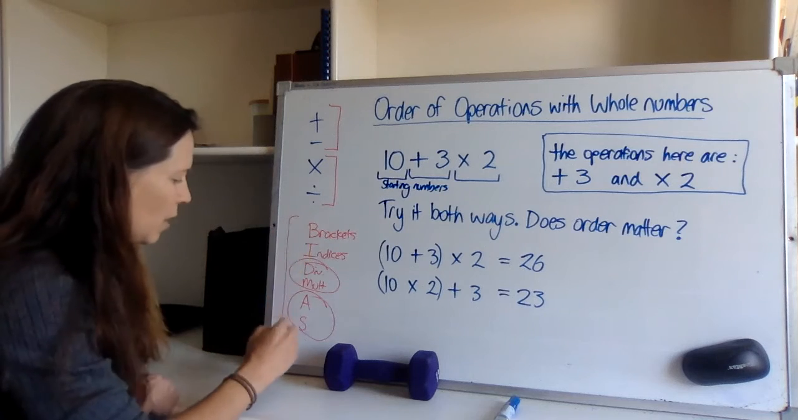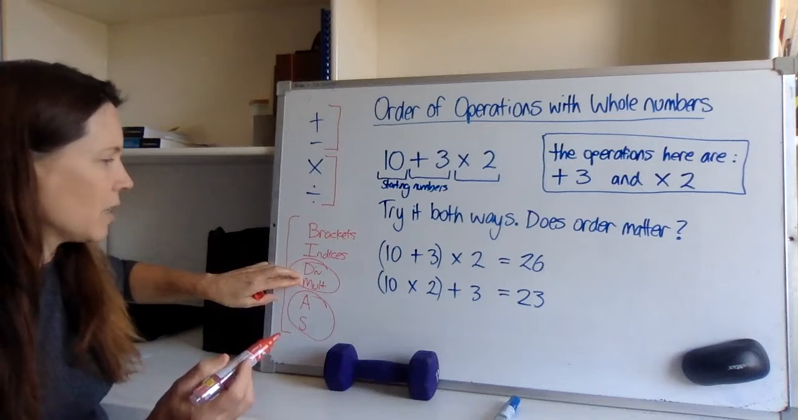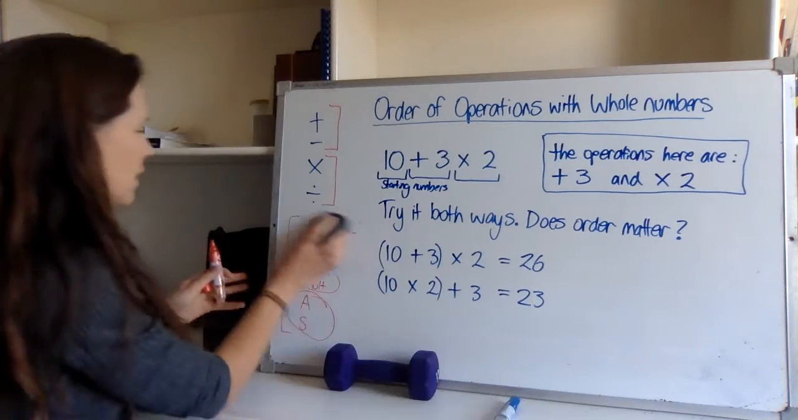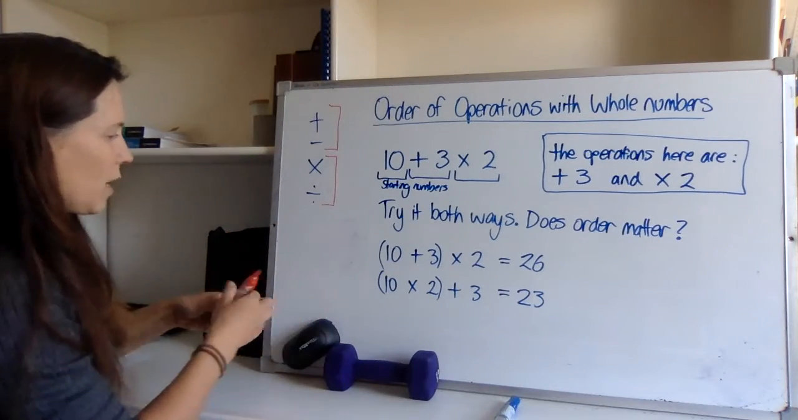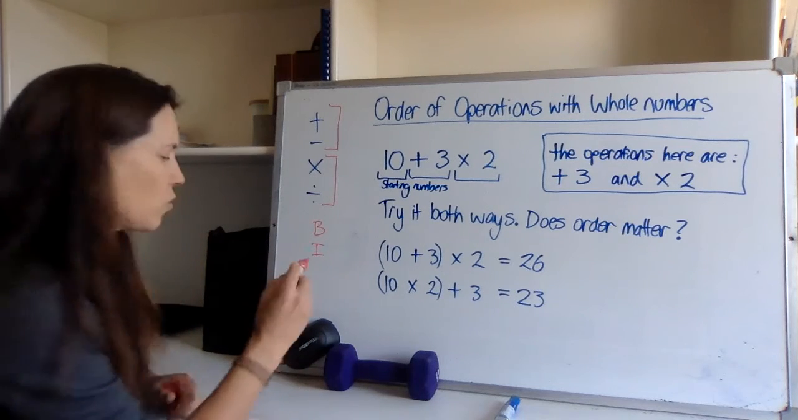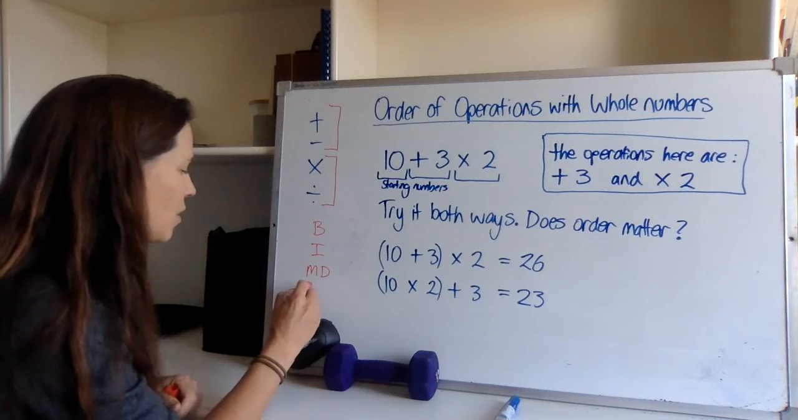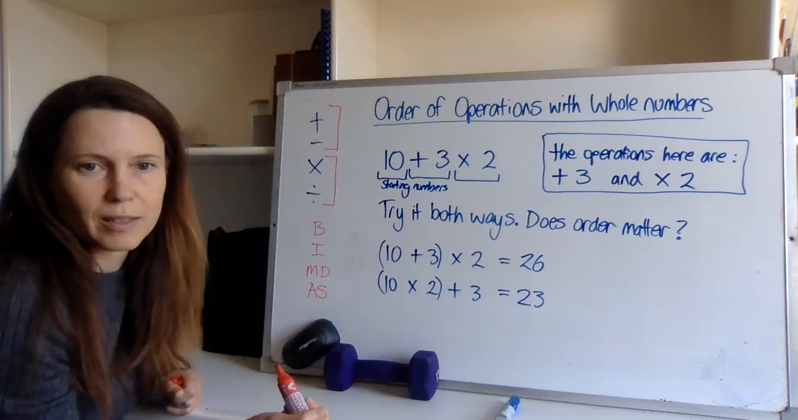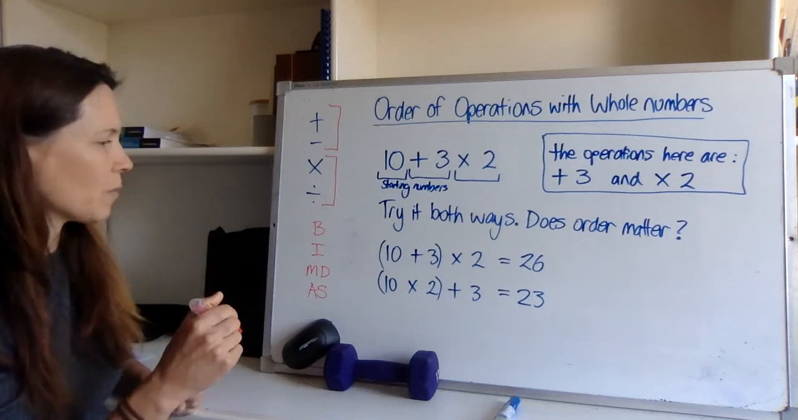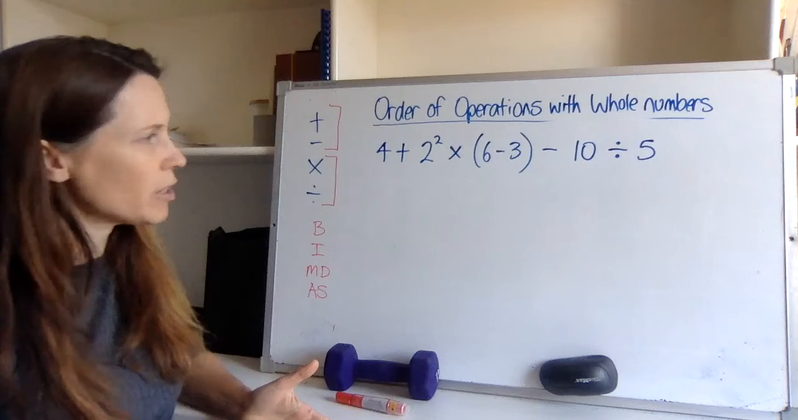So this sort of implies that there's a hierarchy here and that one of these comes before the other, and it really doesn't. It would be better to write it as: do brackets first, do indices next, and then do multiplication or division, whichever order they come, whichever one comes first, and do addition and subtraction last, whichever one comes first.